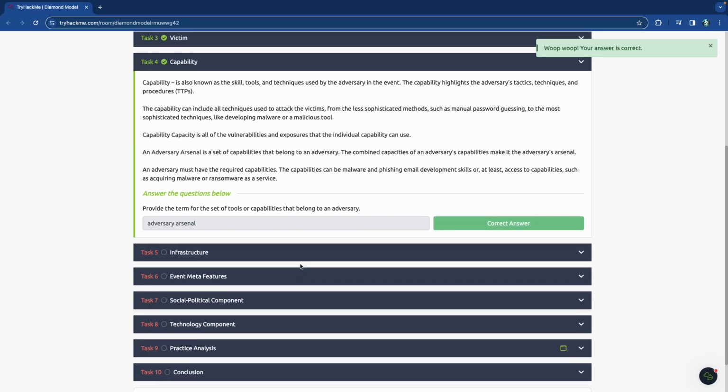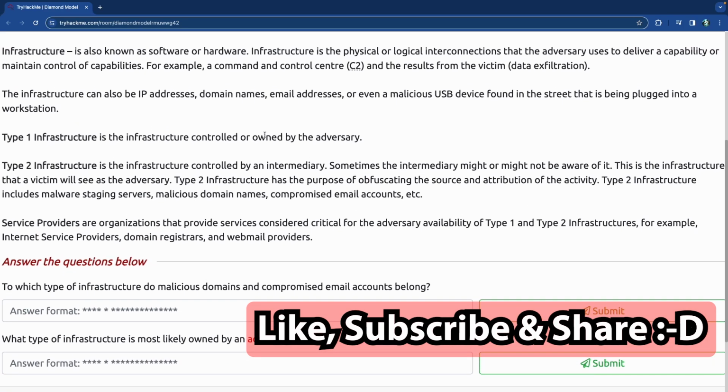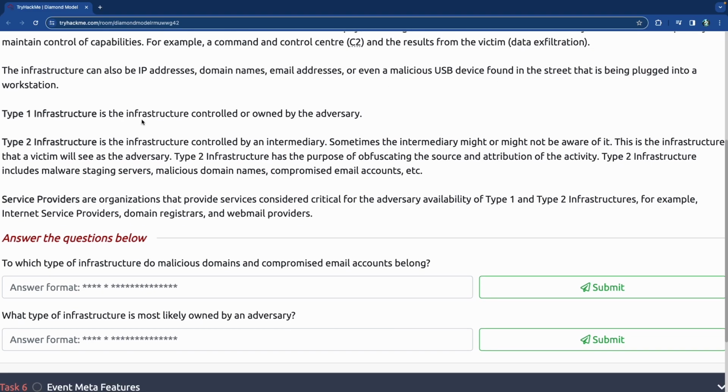All right. Moving right along here. So the infrastructure is also known as software or hardware. It's the physical or logical interconnections that the adversary uses to deliver a capability or maintain control of capabilities. For example, a C2 center, command and control center, and the results from the victim, so exfiltrating data. The infrastructure can also be IP addresses, domain names, email addresses, and even a USB device found in the street that's being plugged into a workstation.